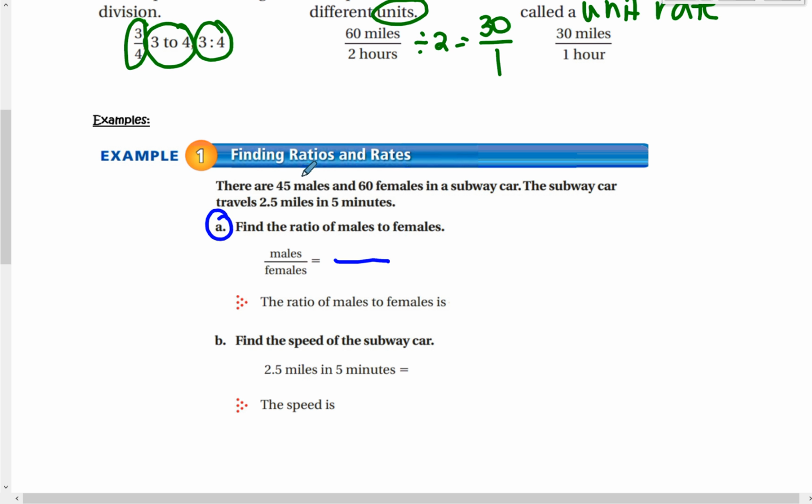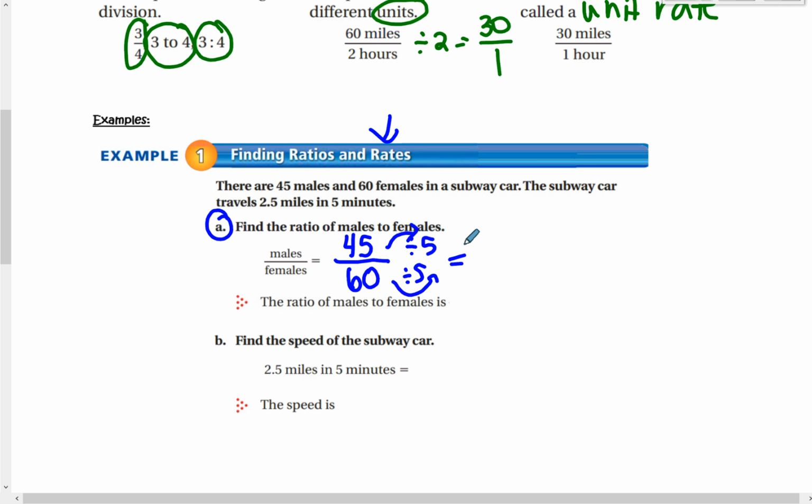Okay, so we're going to look back up into our problem. There were 45 males to 60 females. Okay, but the biggest thing about ratios is that when we write them, we want to write them in simplest form. So we're going to have to do some math to reduce this. Well, let's think of what we can divide both the top and bottom by. We know that we could divide them both by 5. So if we weren't sure of the larger number quite yet, we could divide them both by 5.